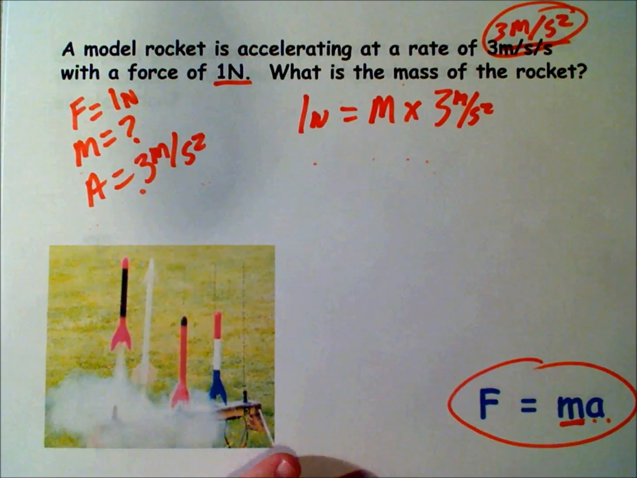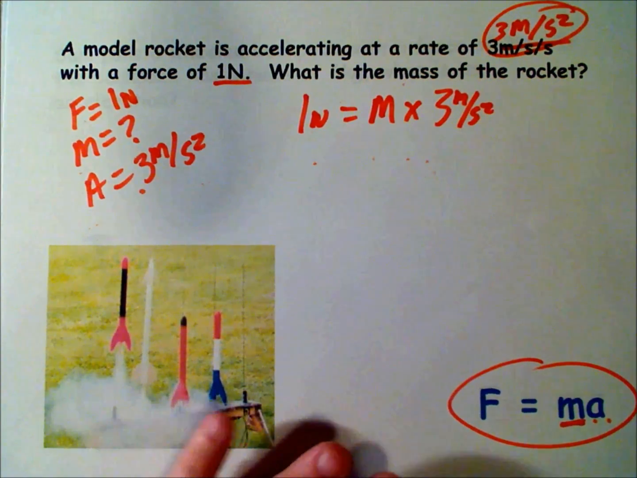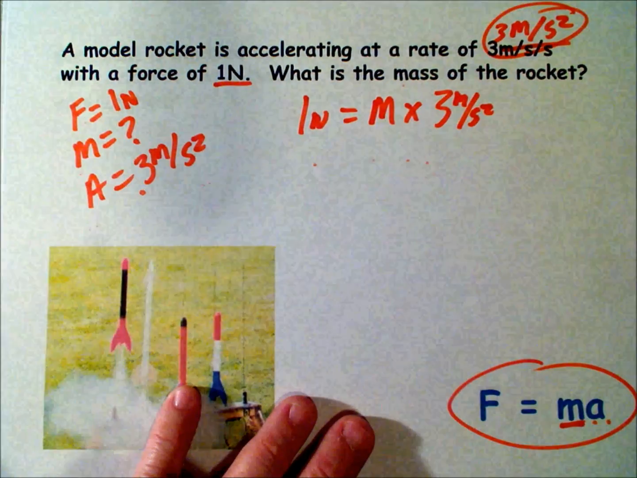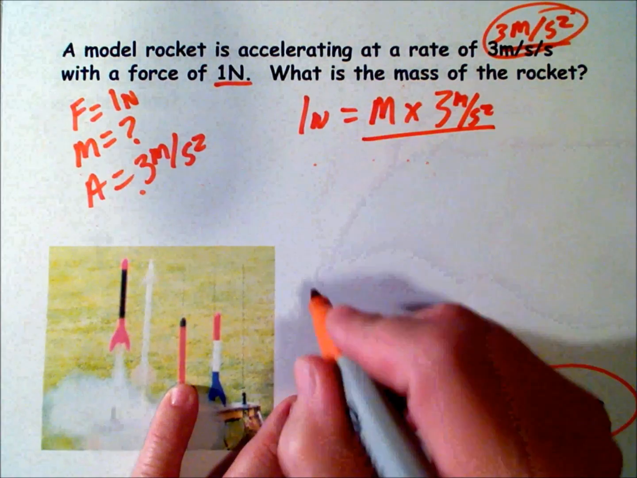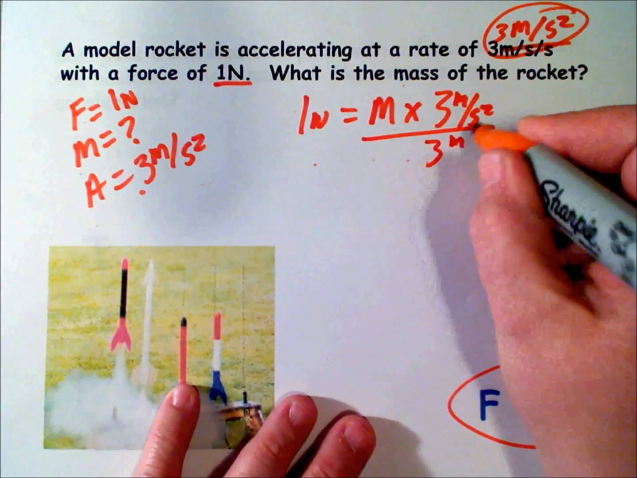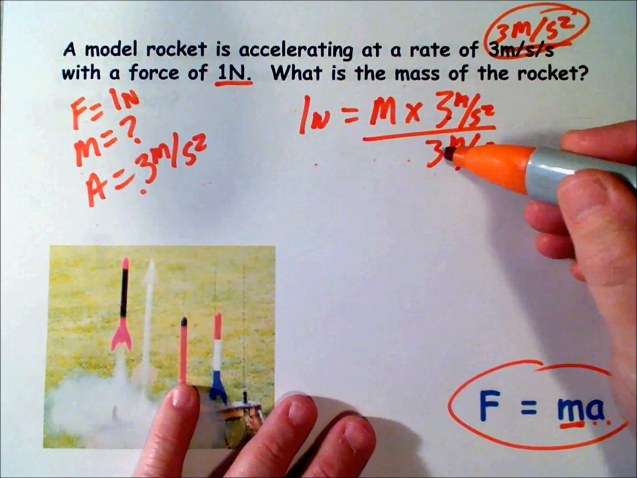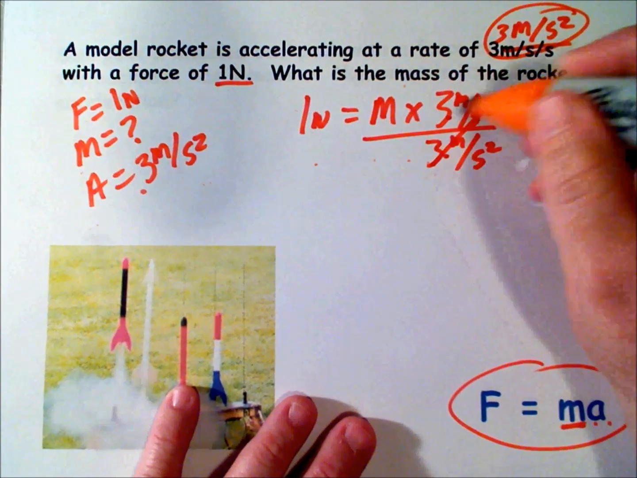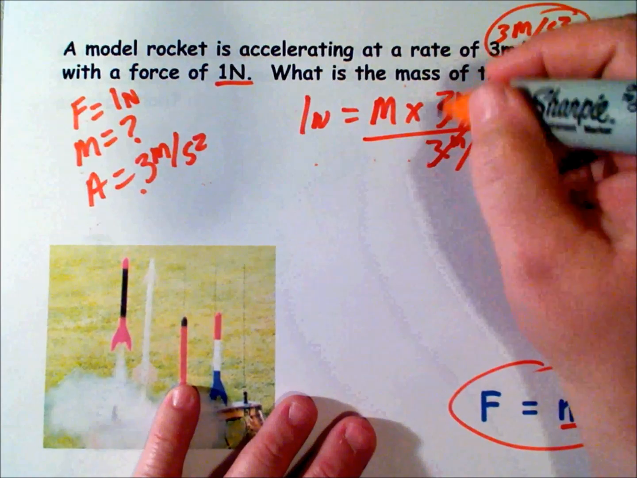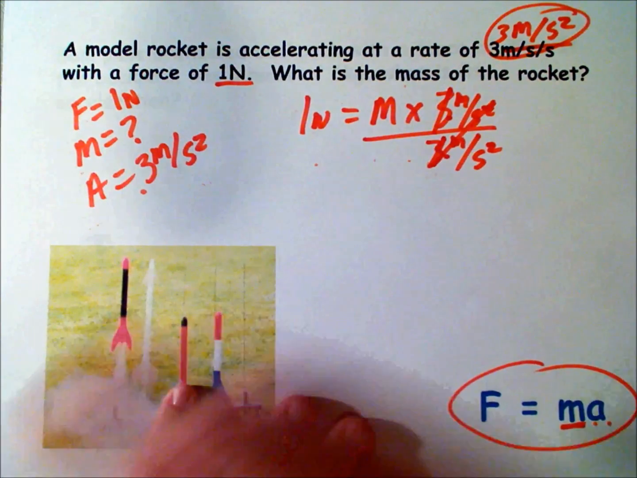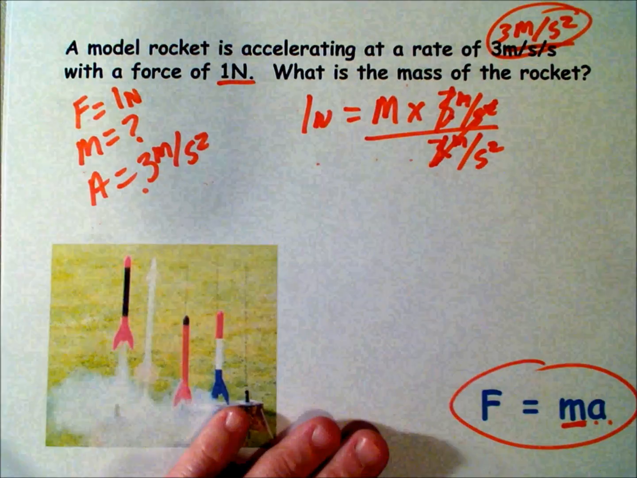And in order to do that, we're going to have to use an opposite operation. So we're looking at the problem, 1 Newton equals mass times 3 meters per second squared. How are we going to get mass by itself? Well, if it's multiplication, then the opposite operation would be to divide. So I'm going to divide by 3 meters per second squared. And of course 3 divided by 3 is 1, which allows us to cancel those out, leaving m by itself on this side of the equation.